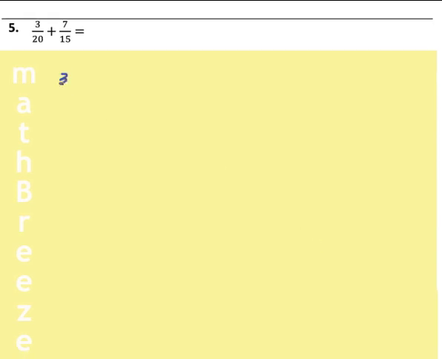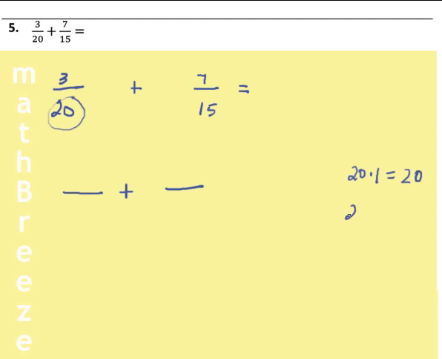Okay, let me just rewrite this. 3 over 20 plus 7 over 15. Now let's use our technique. Start with a larger denominator. And we're going to first look at 20 times 1. And 15 does not go into 20.